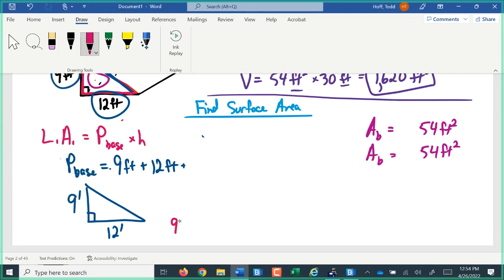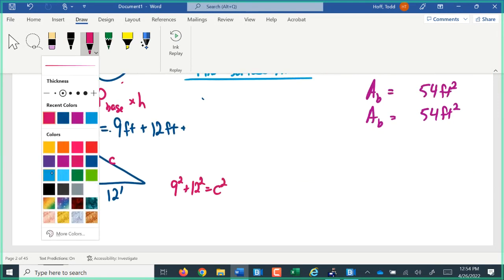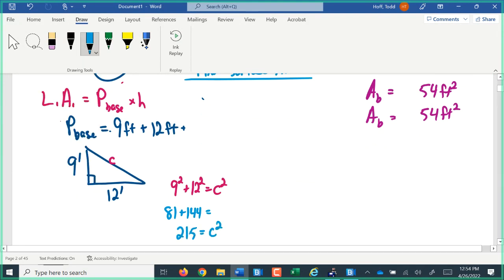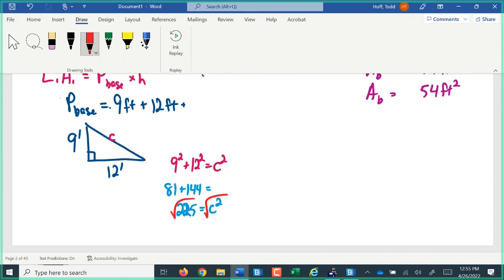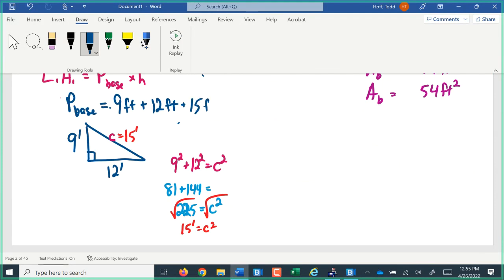9 squared plus 12 squared equals, I'll call that just C squared. Figure out what C is for me. 225. Oh, 225, yeah, not 215, 225. Then I square root that to get that C is 15 feet. So this is 9 plus 12 plus 15 feet. It's a total of 36 feet is the perimeter of our base.